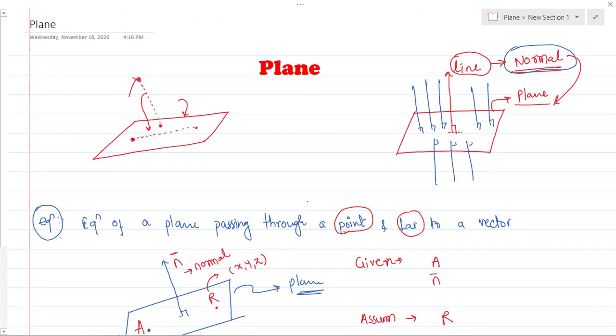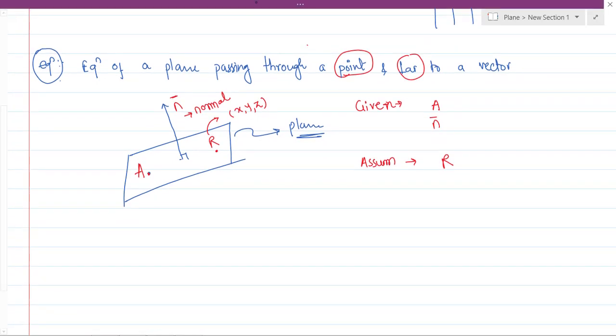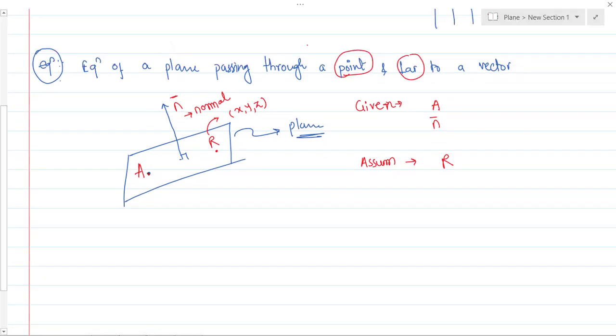The definition is, if you take any two random points on the surface and join these two points, the line joining them lies on that plane. So coming to this diagram again, if I join the point A and R, this segment AR lies on this plane, of course. Just observing this, we can say the normal vector n bar is also perpendicular to the segment AR. Because n bar is perpendicular to the plane and AR is lying on that plane, n bar is perpendicular to AR.